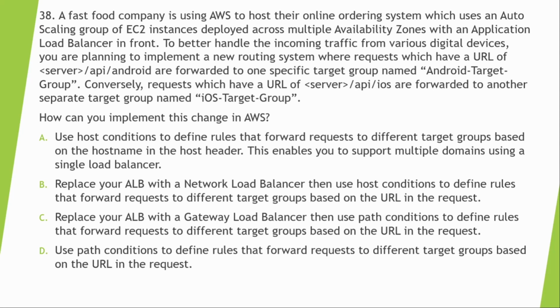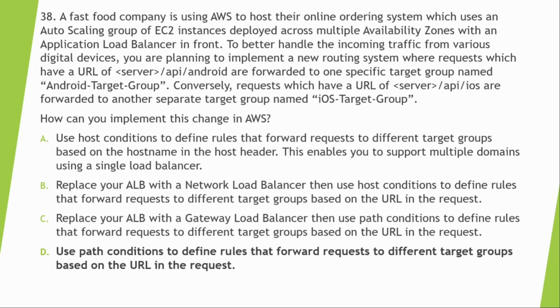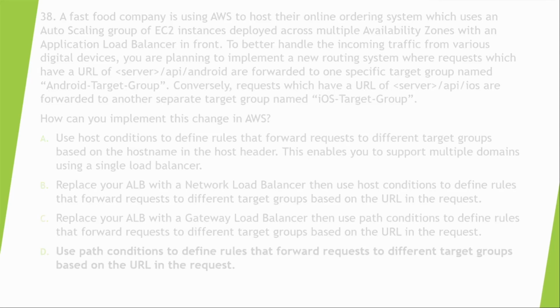Replace your ALB with a gateway load balancer and then use path conditions to define rules that forward requests to different target groups based on the URL in the request. Now, why is this incorrect? Because the gateway load balancer itself does not support path-based routing. You must use an application load balancer to do that. So the correct answer we have seen is path conditions to define rules that forward requests to different target groups based on the URL in the request.